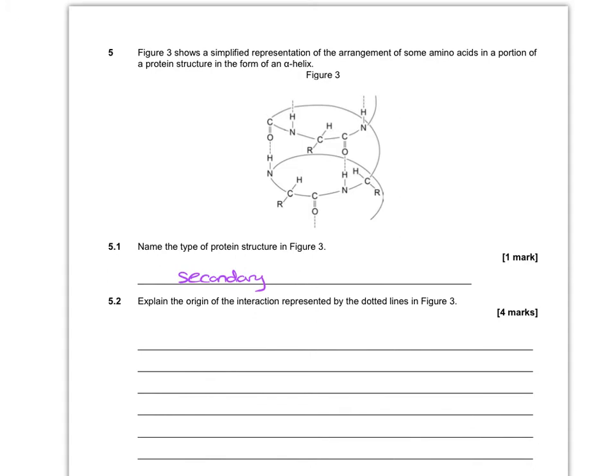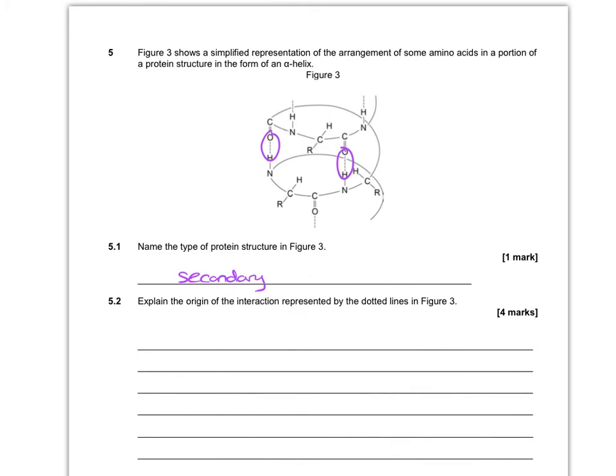Explain the origins of the interaction represented by the dotted lines in figure 3. So we're looking at this one and this one. They're half hydrogen bonds, half dipole-dipole bonds. So we know that the nitrogen-hydrogen, or both nitrogen and oxygen, are very electronegative. Oxygen's still going to have a lone pair of electrons. There's no reason it can't donate those to the hydrogen.